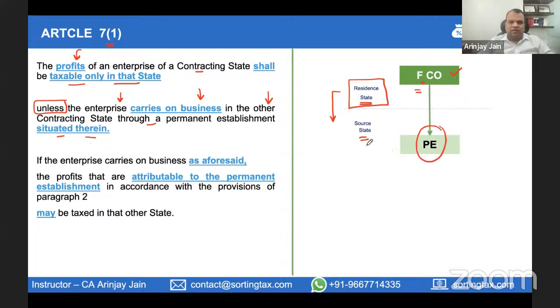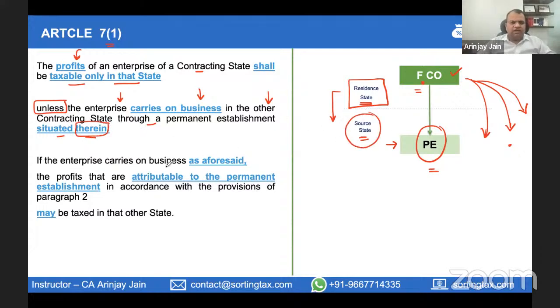Now, what is important here is that the business should be carried out through this permanent establishment. If the business is carried out independently, then there is something called the force of attraction clause. Unless that clause is there, a PE cannot be taxed in respect of those profits. And situated therein. Therein means situated in this particular state.